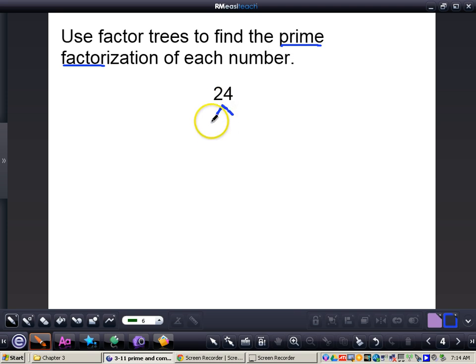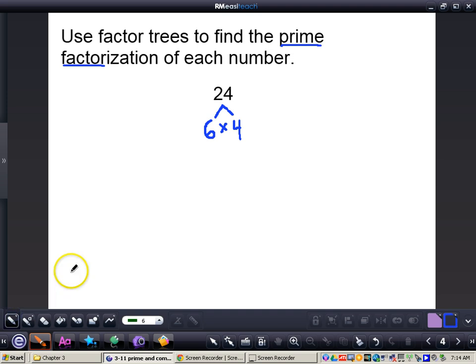Okay, so we do a factor tree. We just simply write 6 times 4. Now I understand that 6 and 4, those are not prime numbers. So because they're not prime numbers, I need to break them down even further.